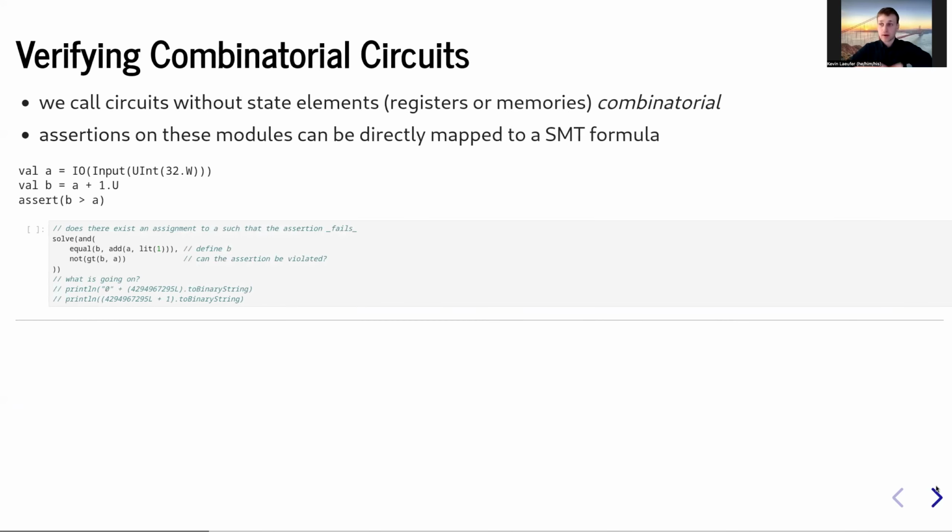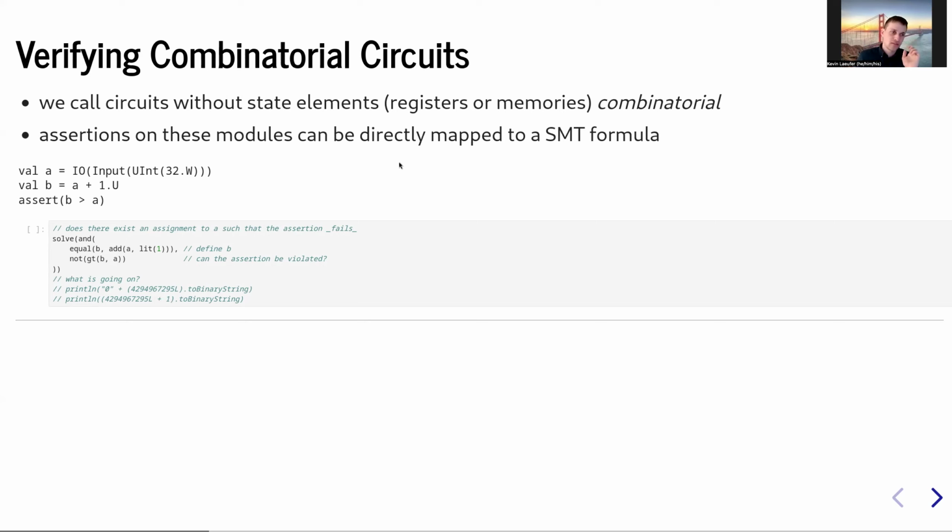So now let's think about how this applies to circuits. Here we're going to focus for now on combinatorial circuits. Combinatorial circuits means that the circuit doesn't contain any state elements, so no registers and no memories. And we'll see in a moment why that is important, or why that makes it a lot simpler. But for now, let's say we have no registers, no memories.